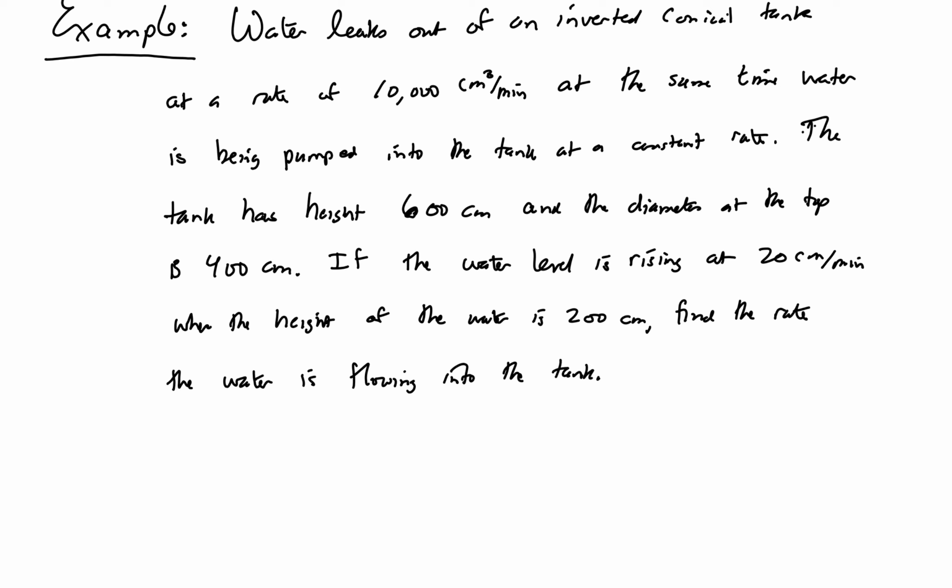Okay, so if the water level is rising at 20 centimeters per minute, when the height of the water in the tank is 200 centimeters, find the rate the water is flowing into the tank.